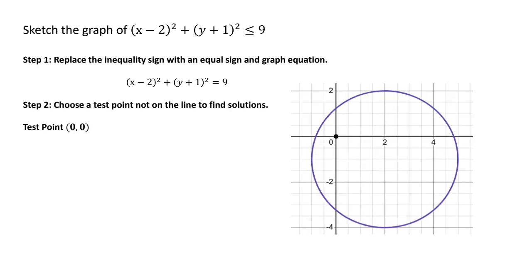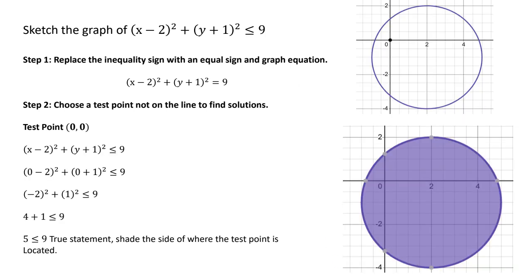All right, so if we want a test point, again, 0, 0 is available. So if it is available, then we can use it. And if we plug it in for our x and y, then we get 0 minus 2 squared plus 0 plus 1 squared is less than or equal to 9. That gives me a -2 squared plus a 1 squared is less than or equal to 9. -2 squared is 4. 1 squared is 1. So 4 plus 1 is 5. 5 is less than or equal to 9. That's a true statement. So we're going to shade where the test point is located.